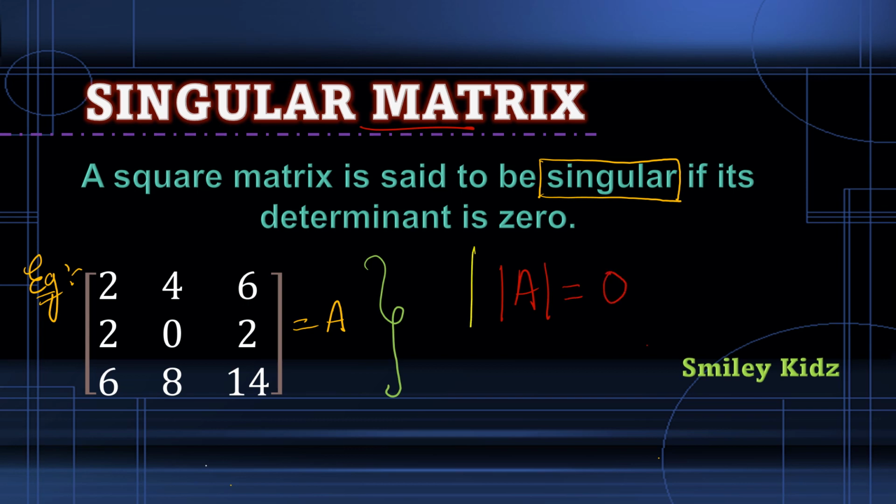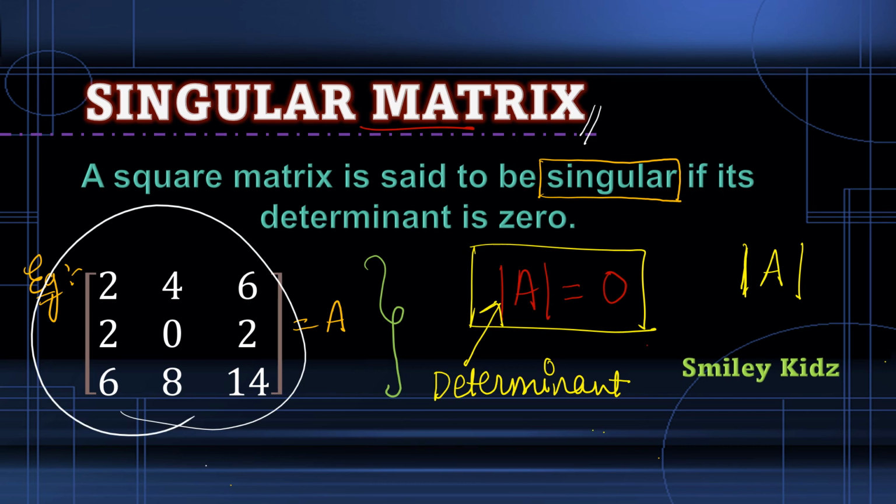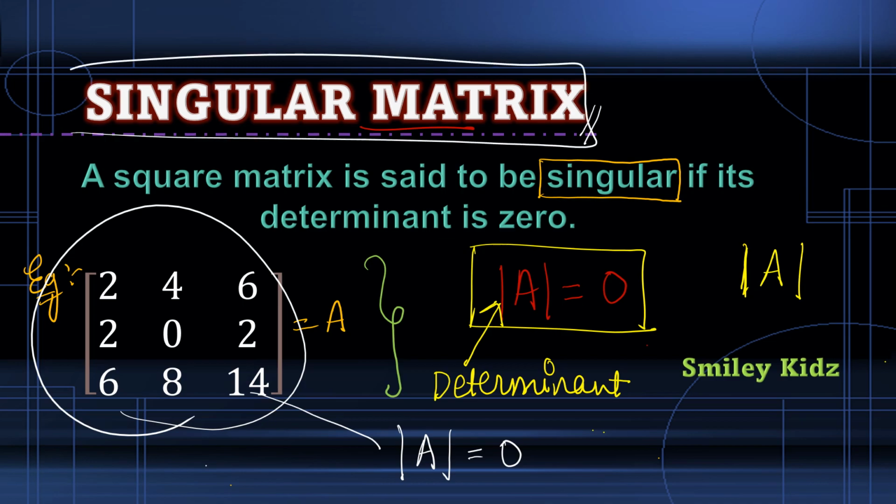Now, what is this that I have written over here? This sign, that is these two bars in which matrix A is kept, resembles that we are talking about a determinant. Now, if the determinant of matrix A is zero, it is said to be a singular matrix. This right over here is a singular matrix, since its determinant, as we have calculated in earlier videos, is zero. And that is why this is a singular matrix.